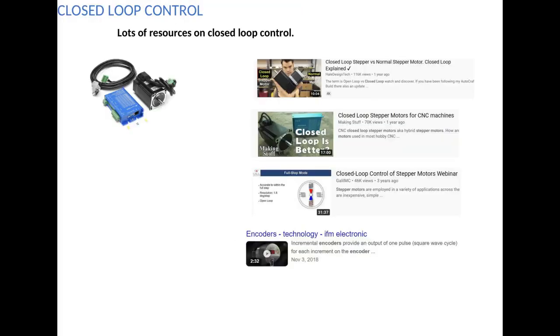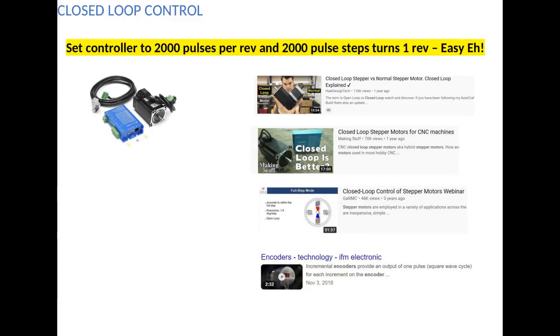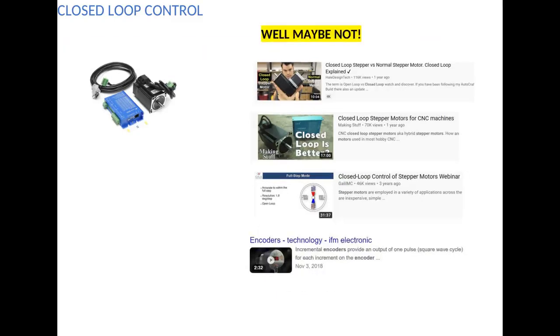There are many references to closed-loop controllers on the net, including their advantages over open-loop controllers. There are also many references to motor encoders. I suggest you read up on both of these if this is all new to you. In basic terms, the number of pulse steps to turn one revolution is determined by the pulse per revolution setting on the closed-loop controller. So if you have set 2000 pulses per revolution, then you need 2000 pulses to turn the motor one full revolution. Sounds easy, eh? Well, this is not as easy as it seems. There are limitations, as we will see, and questions to be answered.